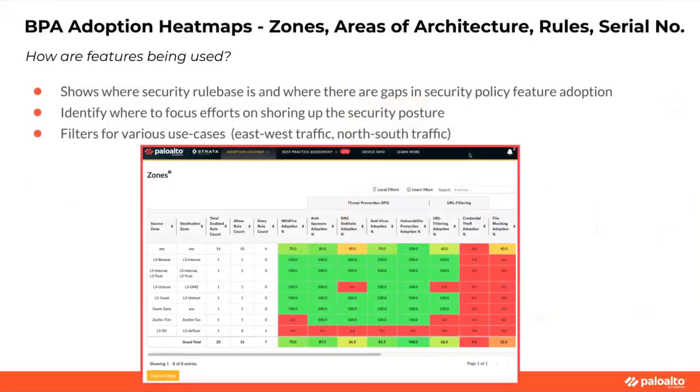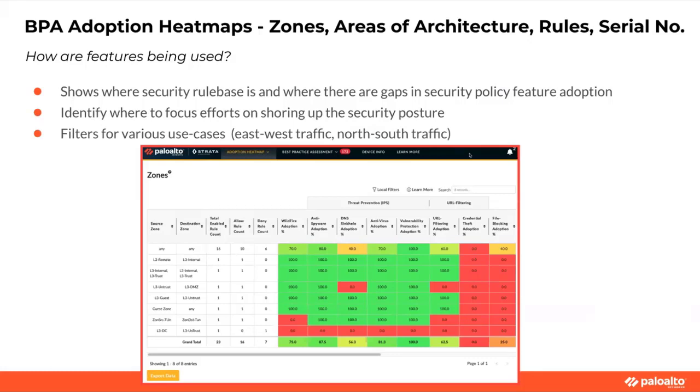Moving on, as we look at our BPA adoption heat maps, the default mode is the adoption mode. Here, you'll see color-coded heat maps, which will show where your security policy is strong and where your device's security policy capability adoption could be improved. The percentage value is based on the total number of allow rules. The higher the percentage, the higher the adoption of those security capabilities within your operating environment.